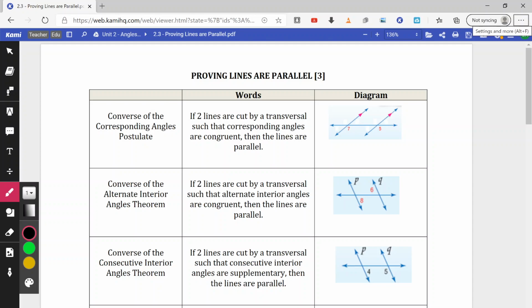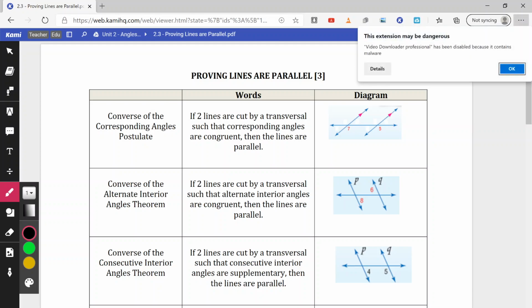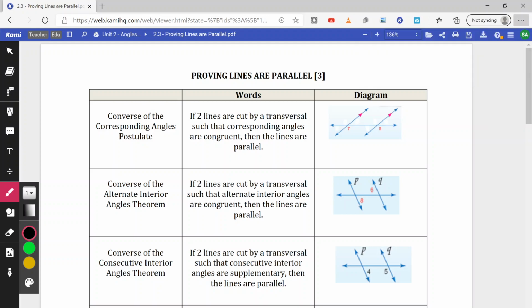We're going to take a look at how to prove lines are parallel given these different definitions and the diagram. In order to prove lines are parallel, we have to know what the angles themselves are. In this case, we're not told lines are parallel. We're told relationships between different angles, and we have to use those relationships to determine whether we can say the lines are parallel or not.